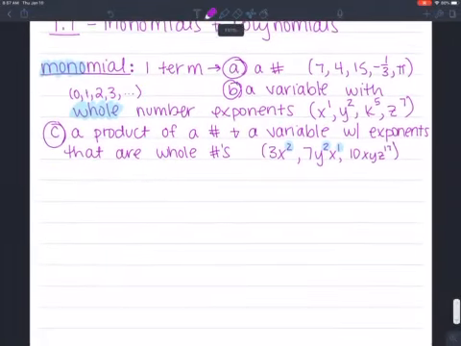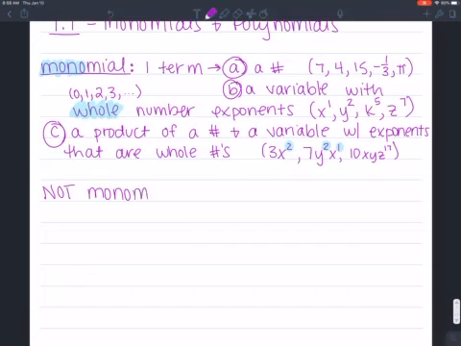But let's list some examples of not monomials. Any time that we have an exponent that's a fraction on a variable, so x to the 1/2, that's no good. We also cannot have variables in the exponent. Let's see, we can also have y z to the 1.5, that is not a whole number. So all of these exponents disqualify these from being monomials.